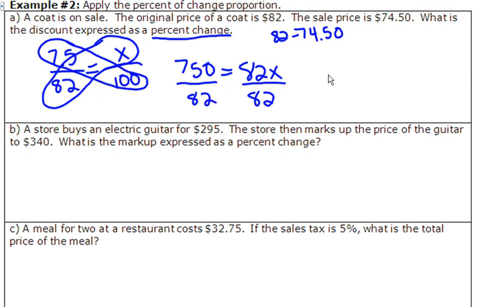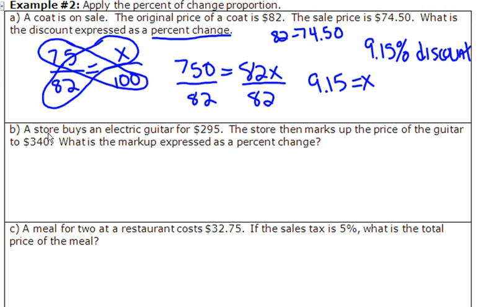Now 750 divided by 82 comes out to be about 9.15 if you round to 2 decimal places. So this is a 9.15, sorry, not 25, % discount because we're going down. It's a decrease.